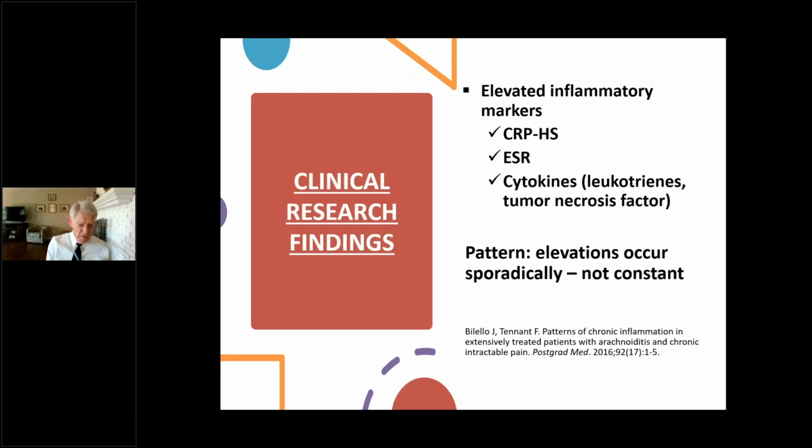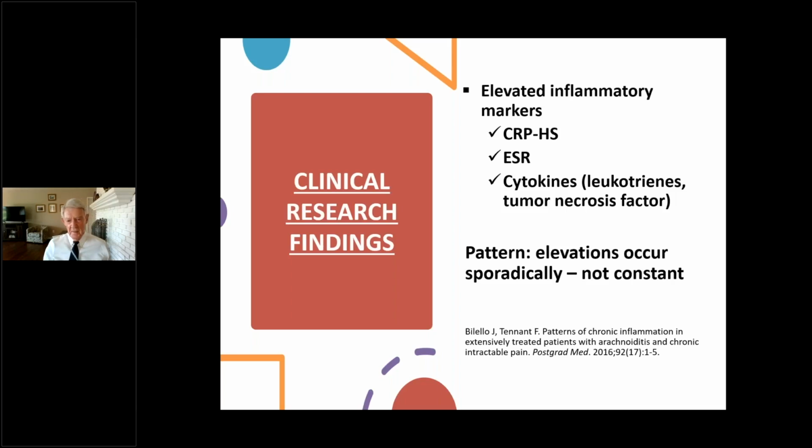But here's the catch. They don't go up consistently. Just because the blood is negative doesn't mean there's no inflammation there. If they're positive when you take them, you can kind of follow it clinically. It's a good marker, but you can't ever assume that inflammation goes away.